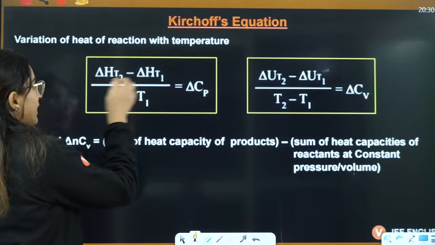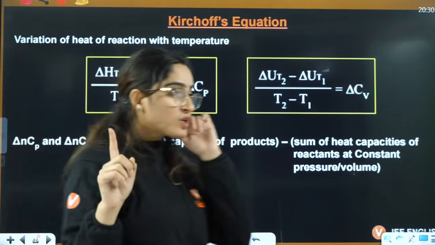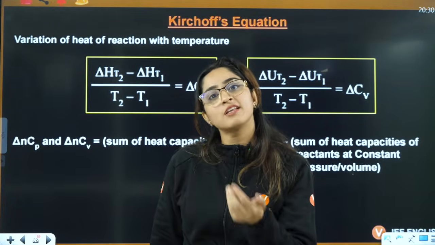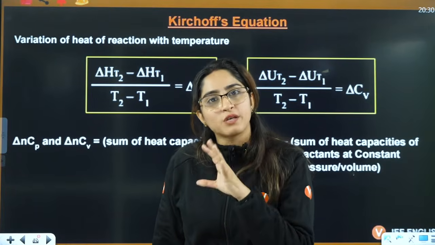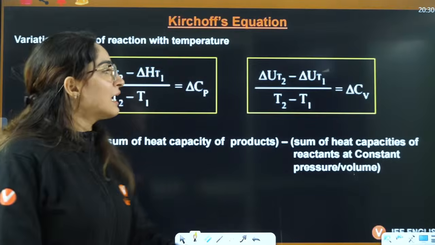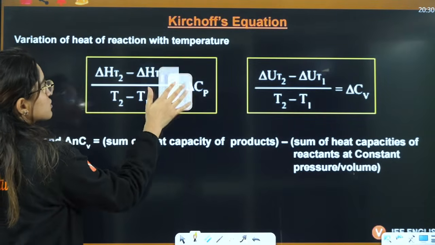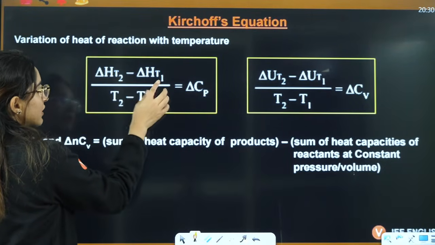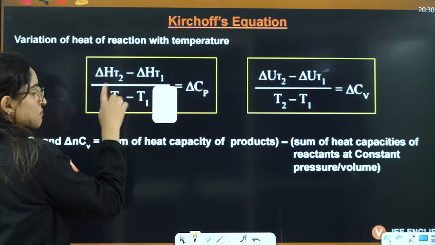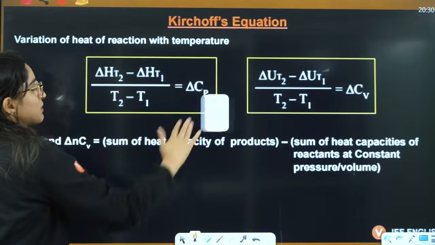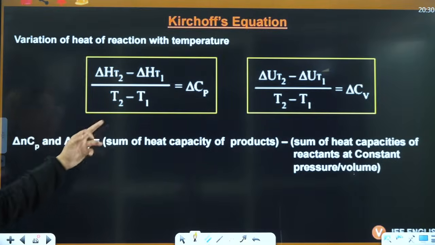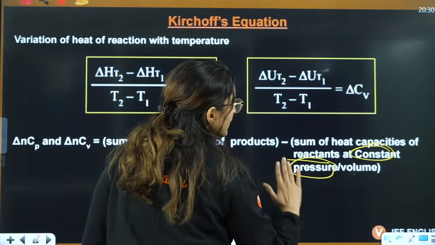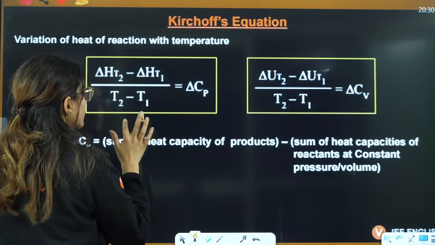Lewis was asking one question again and again: ma'am, what if the temperature changes? Delta H will also change? Yes, Kirchhoff's law is based on this part only, that when you change the temperature, delta H changes. So let's say delta H at temperature T1 is this, at T2 is this. So it is delta H at T2 minus delta H at T1, divided by T2 minus T1, that is equal to delta Cp. What is delta Cp? Sum of heat capacity of products minus sum of heat capacity of reactants at constant pressure, because this is a term where we use constant pressure.